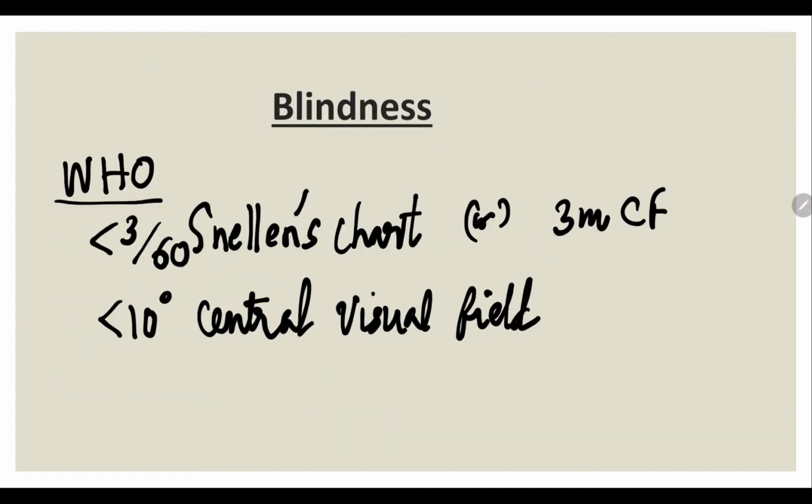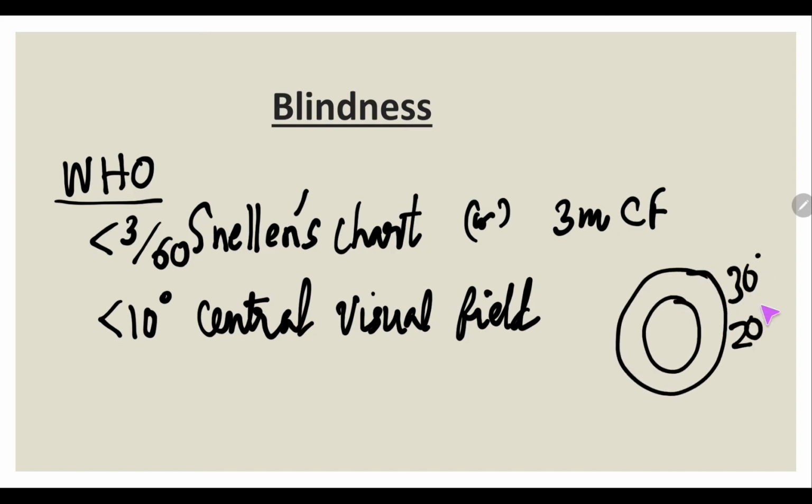Next, coming to blindness. The WHO definition says that less than 3/60 visual acuity on Snellen's chart is considered to be blindness. Remember 3, WHO is 3 letters, so it is less than 3, and less than 10 degrees of central visual field. When we are drawing the visual field, it is 30 degree, 20 degree and central 10 degree. If even this 10 degree is lost, then that is considered to be blindness.